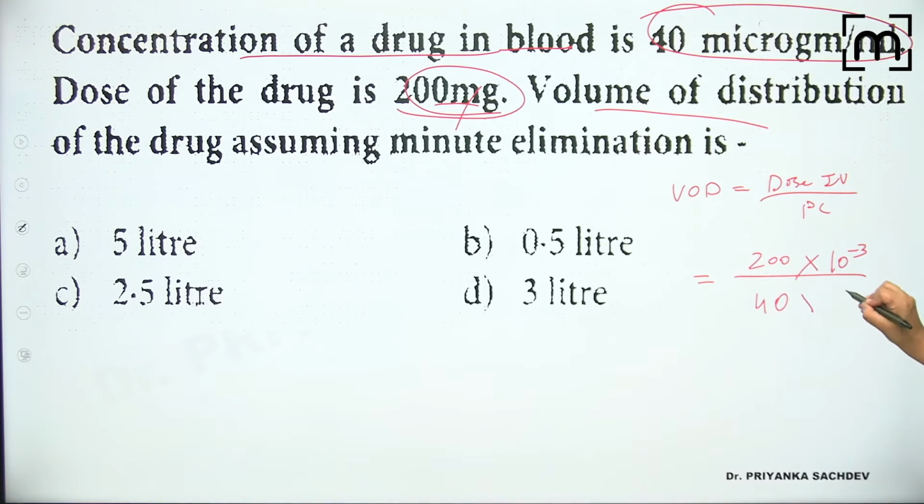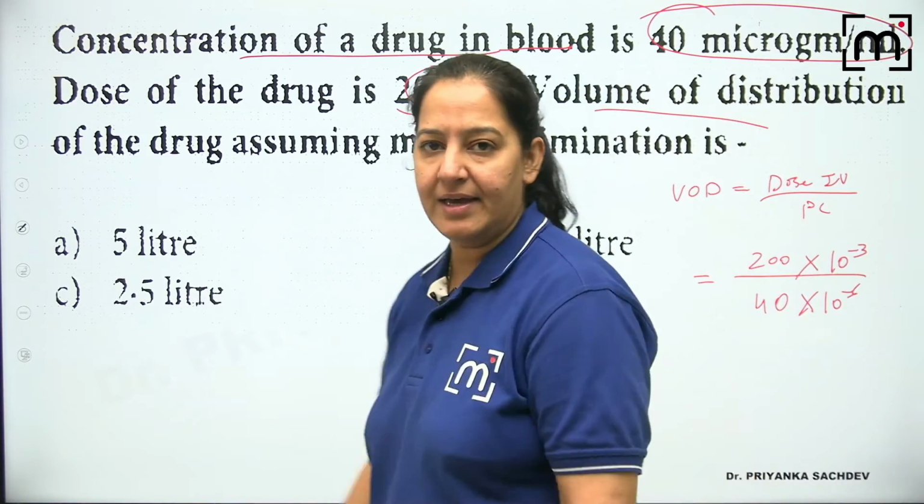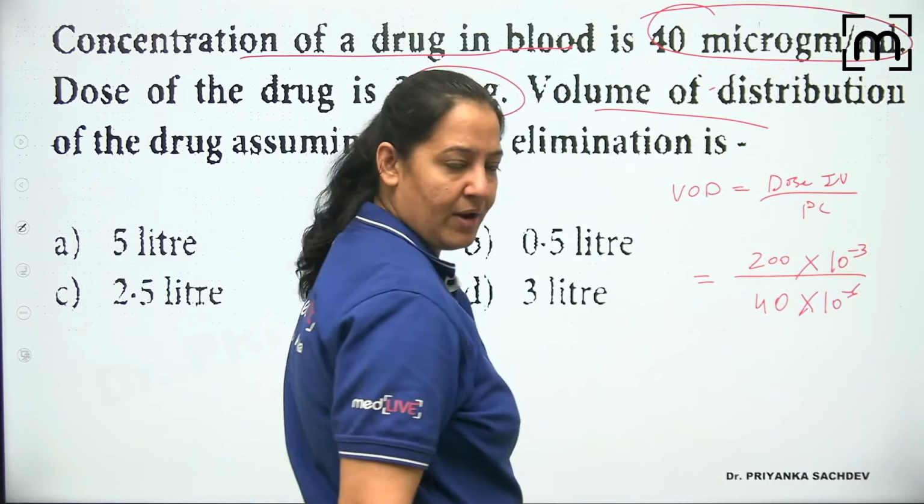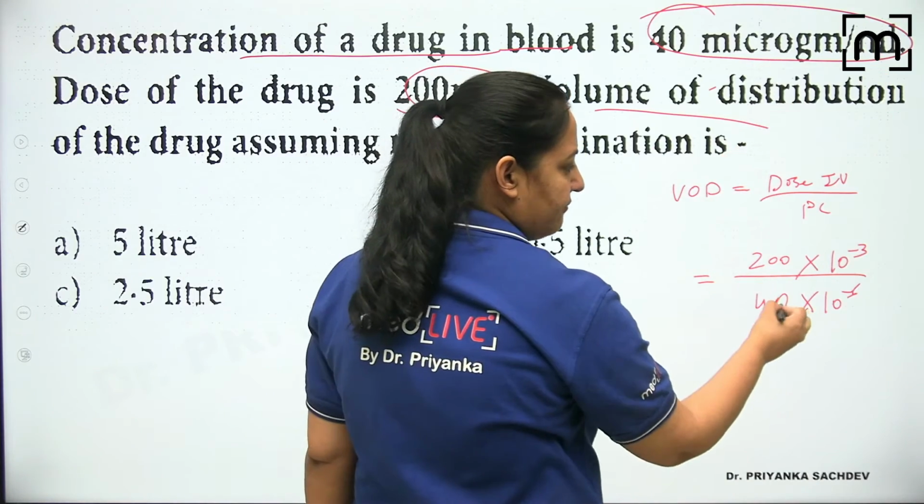Convert microgram also into gram, 10 to the power minus 6. So everything is in grams. Everything is in grams, right? It is microgram per milliliter, right? So what will be the answer?